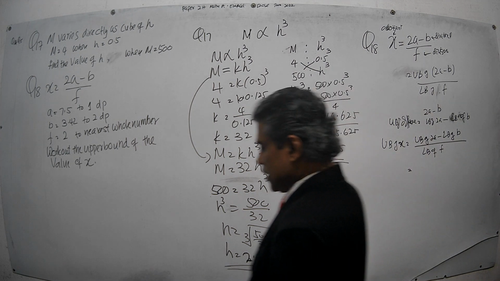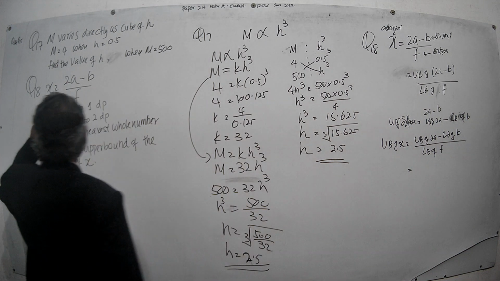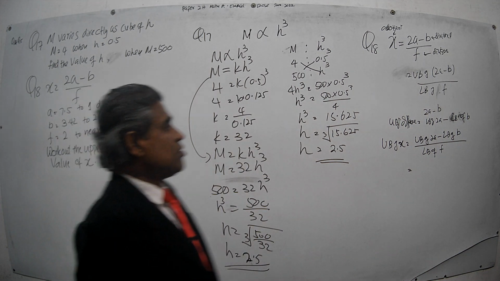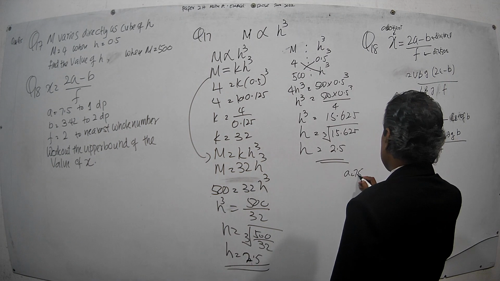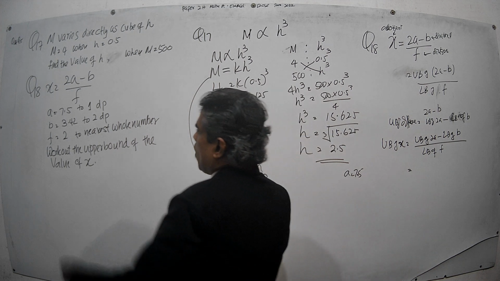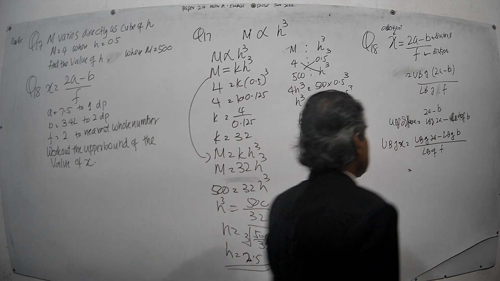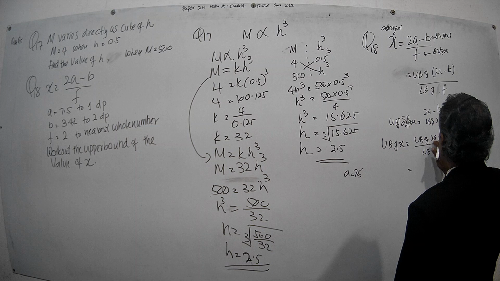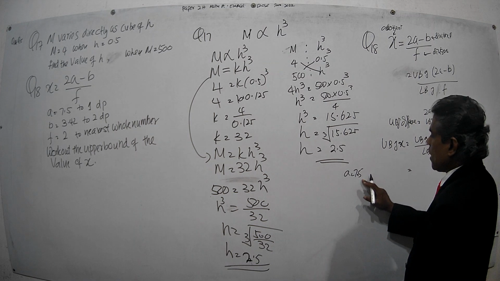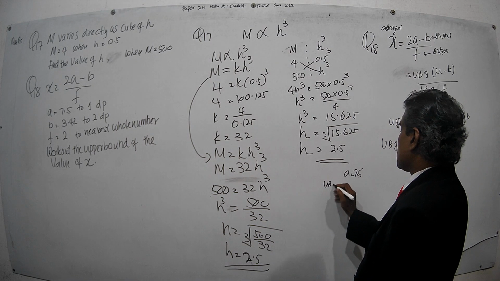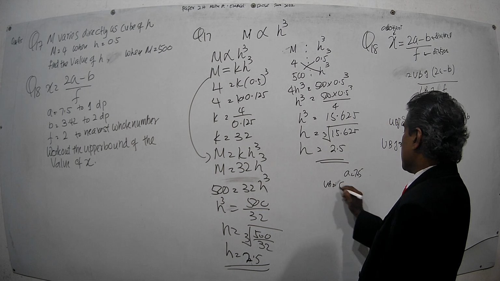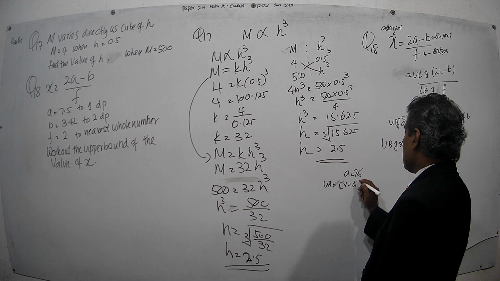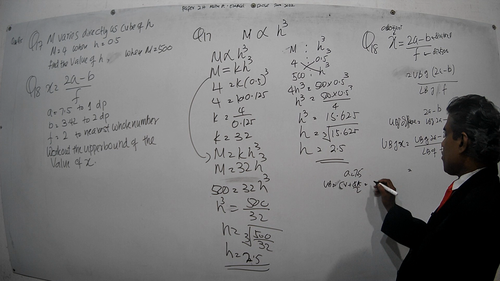Here the value of A is given as 7.5. A is 7.5, correct to 1 decimal place. What do we need? We need the upper bound of A. How do you find the upper bound of A? Upper bound equals the corrected value plus the degree of accuracy over 2. The corrected value is 7.5.